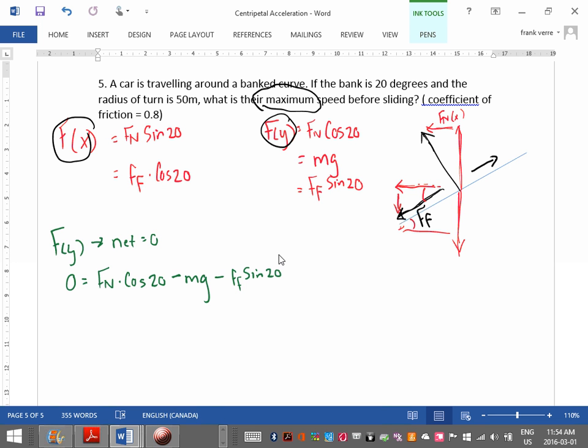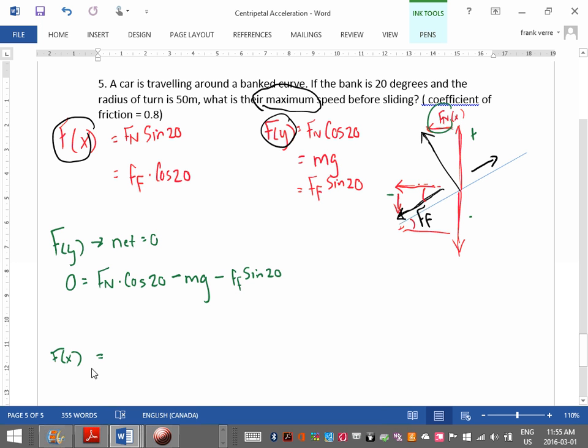Because up is pointing, so I made up positive, right? So up is positive, so this will be positive, which means this and this are negative. Okay? So far, is that okay? Now, if we look at our horizontal component, these two are both pointing which way? Okay. Both pointing towards the what?